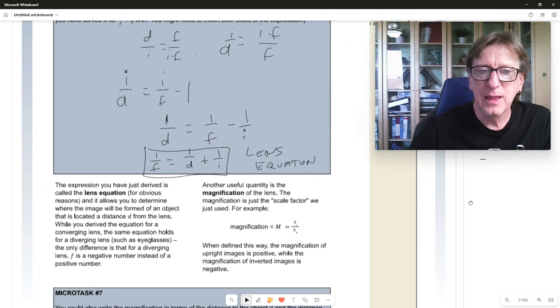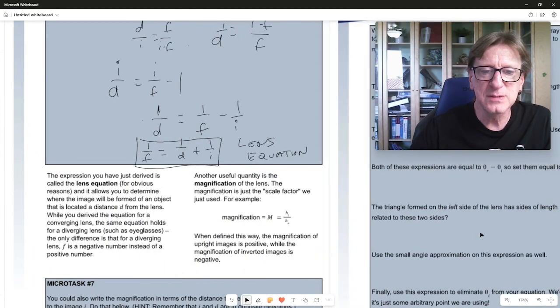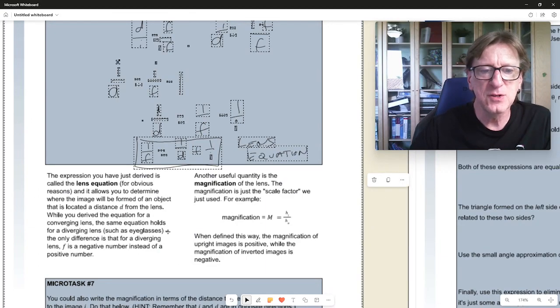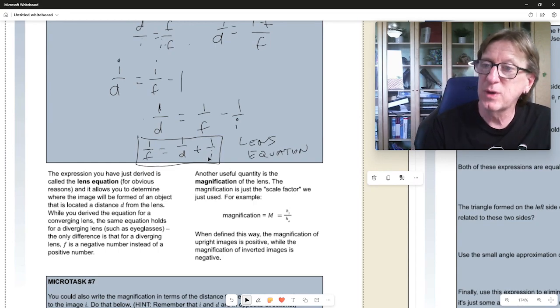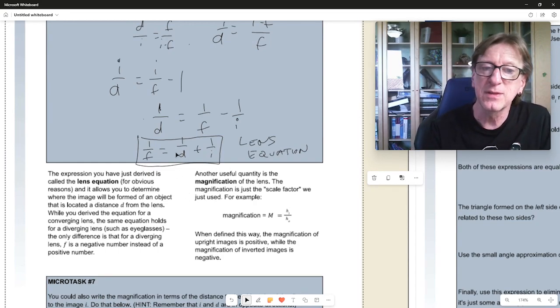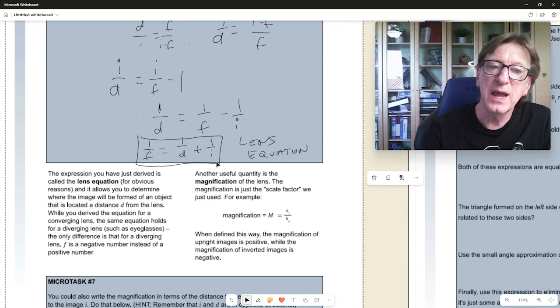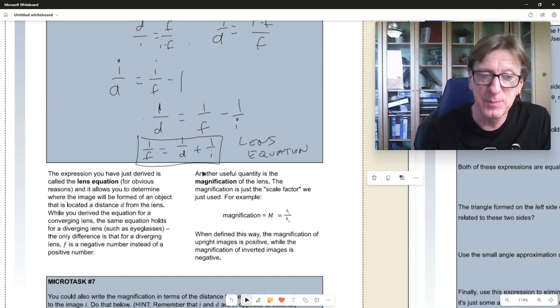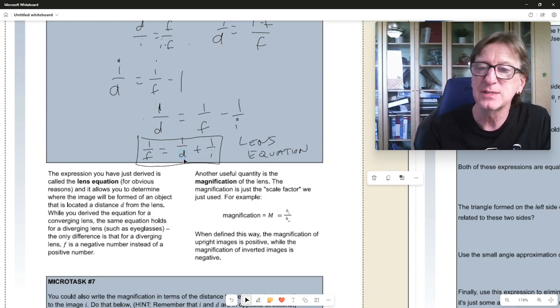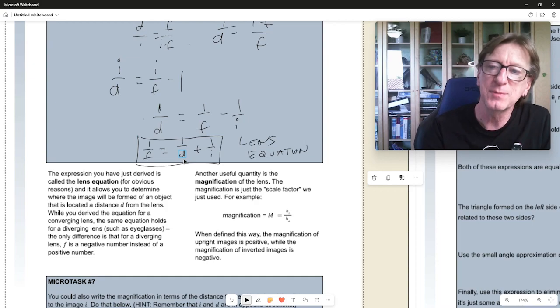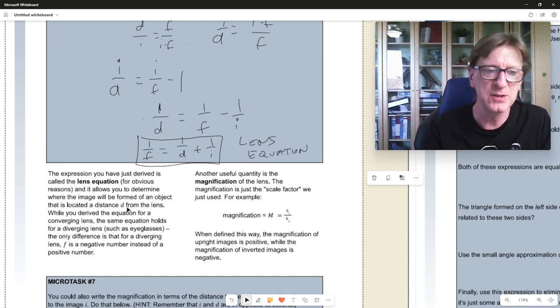So there's a couple of things that I can do with this. Let's move this out of the way. If I know where my object is and I know where my image is, well, now I've got the focal length. In many cases, though, what I actually want to know is where is the image? And so I would say, okay, I know what the focal length of my lens is because it was just given to me. And then take 1 over that minus 1 over D, where my actual object is. That will give me 1 over where the image is formed. So then I can just flip it and do that.